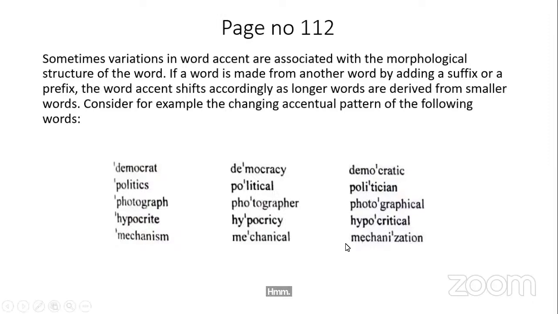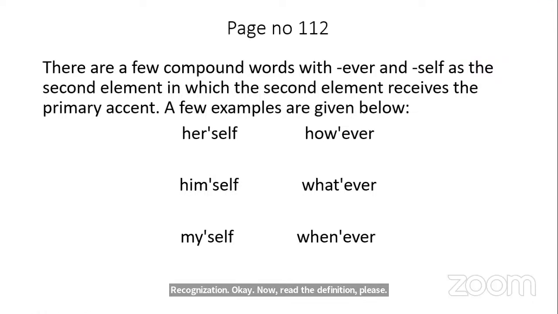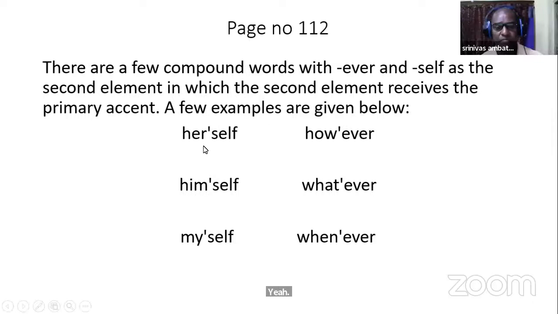Mechanization. Okay. Now read the definition, please. There are few compound words with ever and self as the second element, in which the second element receives the primary accent. A few examples are given below. See this, the stress mark is there in between.